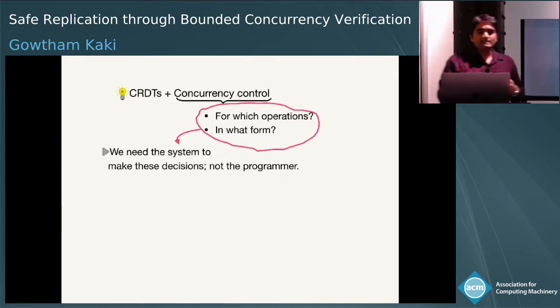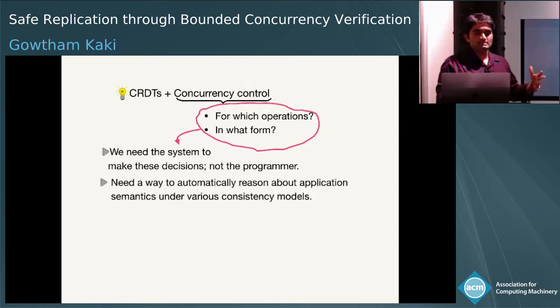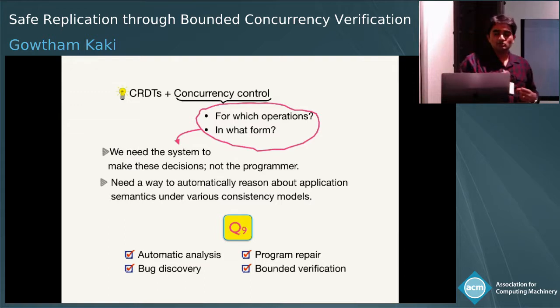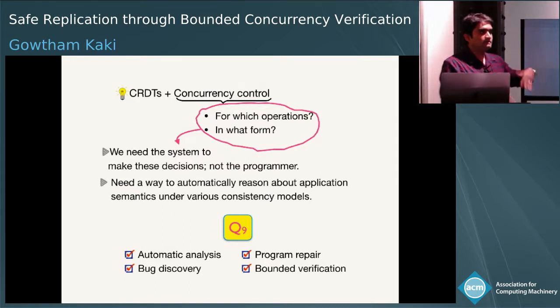So ideally, we require a system to make these decisions, but not the programmer. In other words, we need a way to automatically reason about application semantics in the context of various consistency models. So that's what we propose in the paper. We propose a system called Q9 that is at its core a bounded verification system. Q9 tries to verify these replicated applications under a concurrency bound, and in the process it discovers anomalies, proposes program repairs, and gives bounded guarantees up to whatever bound it has verified the application.